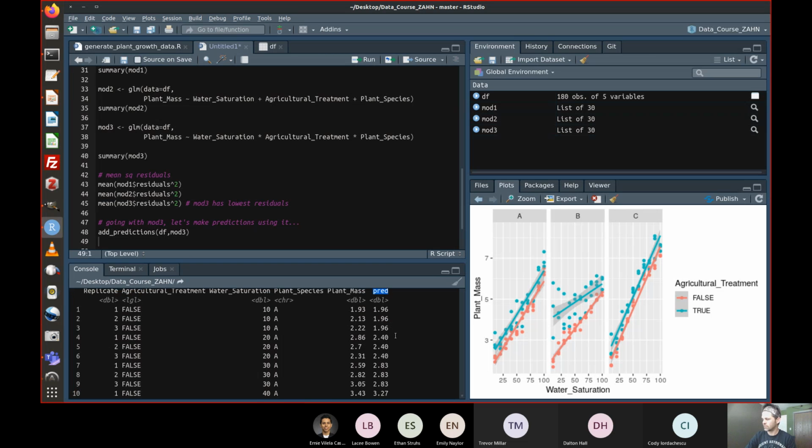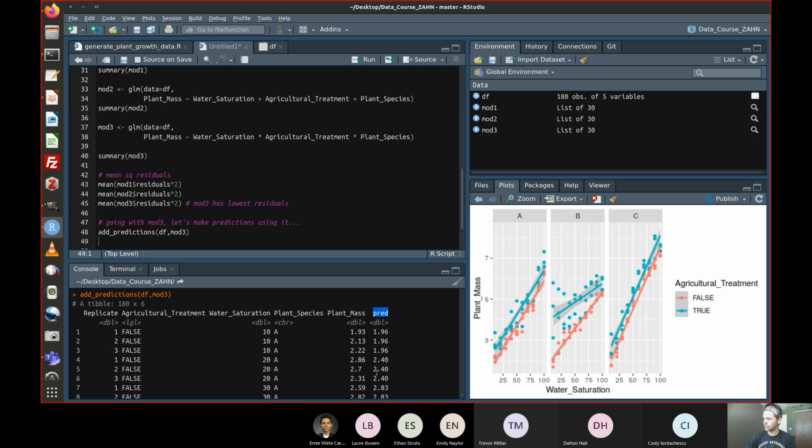What's in there? Is that the value calculated by the linear model that we created? Yeah, it's the point on our line. So it's basically taking this line and saying, okay, your water saturation is 50. Cool. Moving up 50. Which plant are you? B? All right, cool. Agricultural treatment, true or false? True? All right, then. Boom. So for that, I'm going to give you a 4.82 or whatever. So it's the value on that line that meets all of these.